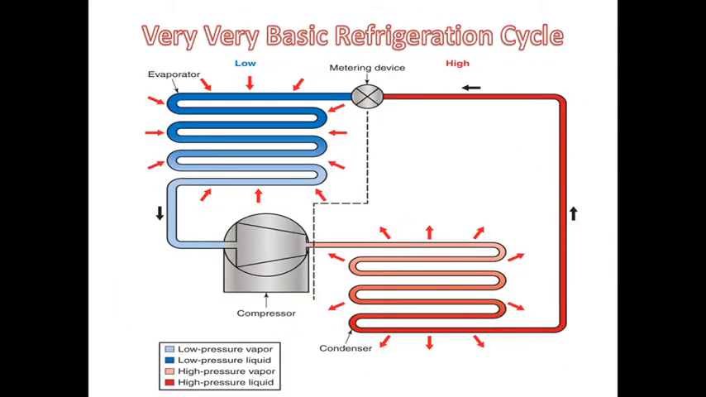Now on slide 4, the very, very basic refrigeration system, the refrigeration cycle is running counterclockwise from the compressor to the condenser to the metering device to the evap coil and back to the compressor. Coming out of the compressor, we're a high pressure vapor. Coming out of the condensing unit, we're a high pressure liquid. Coming out of the metering device, we're a low pressure liquid. Coming out of the evap coil, we're a low pressure vapor.